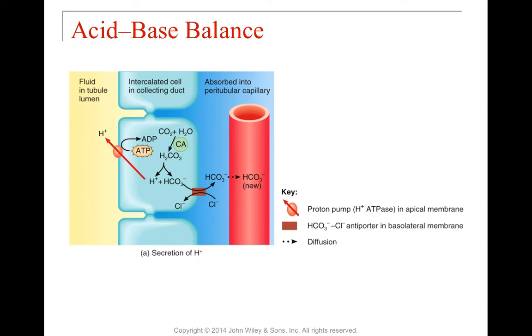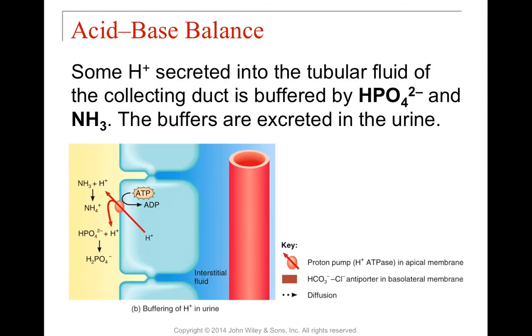All right. So some of the hydrogen that's going to get secreted into the tubular fluid is going to get buffered. And these buffers are going to be excreted out in the urine along with the hydrogen. So this here, H2PO4 negative, is going to get secreted out. NH4 positive, you might recognize that, right? Uric acid, that's going to be secreted out as well.